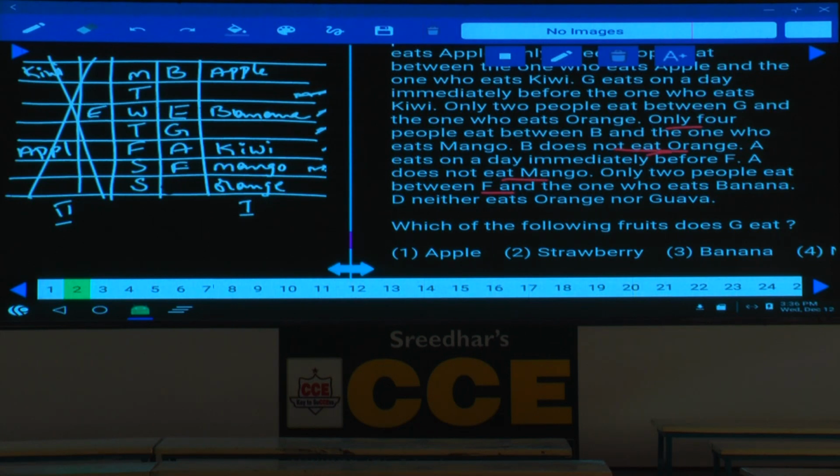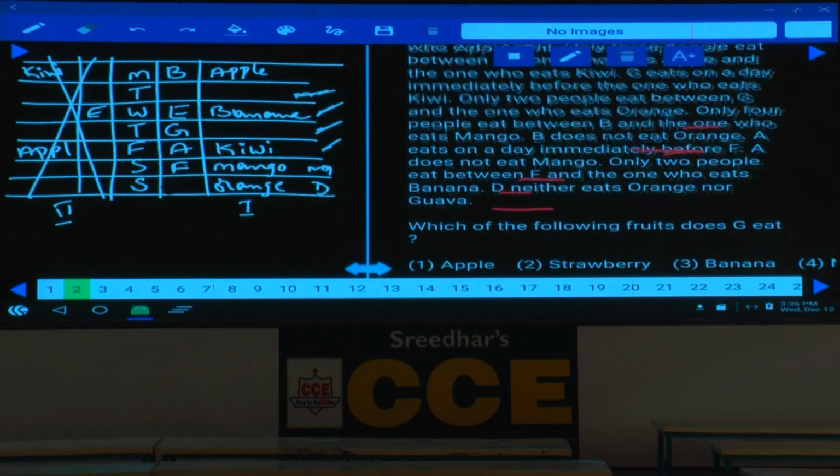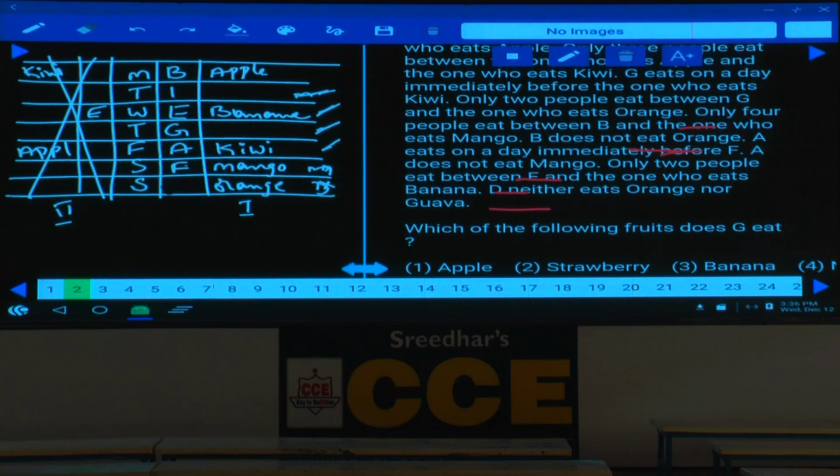Next, D neither eats orange nor guava. D cannot be at this place, so where should D be? D must be on Tuesday. Who is the person left over here? A, B, C: C is the person left over, and C eats orange. Since D neither eats orange nor guava, guava must be on Thursday, by G. Then what is left over here? Strawberry is left over, and D eats strawberry. Now this is the order in which these 7 persons are eating on 7 different days and 7 different fruits.